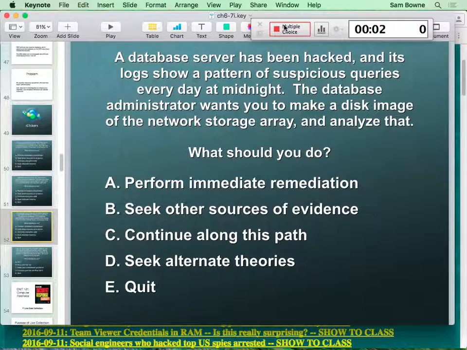So a database server's been hacked, and you see suspicious queries every day at midnight. The database administrator wants you to make a disk storage and network storage array and analyze that. What do you think of that?